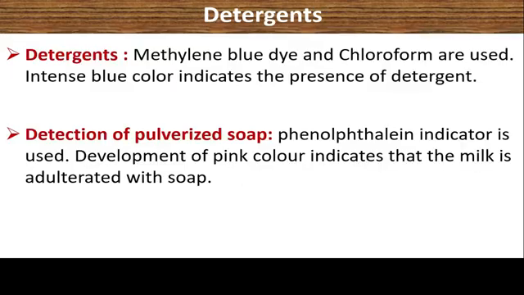Detergents. Methylene blue dye and chloroform are used. Intense blue color indicates the presence of detergents in milk. Detection of pulverized soap: phenolphthalein indicator is used. Development of pink color in the presence of phenolphthalein indicates that the milk is adulterated with soap solution.